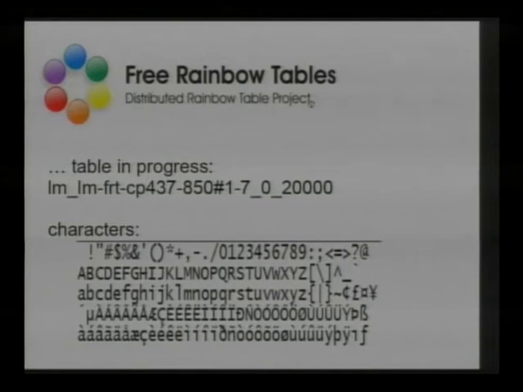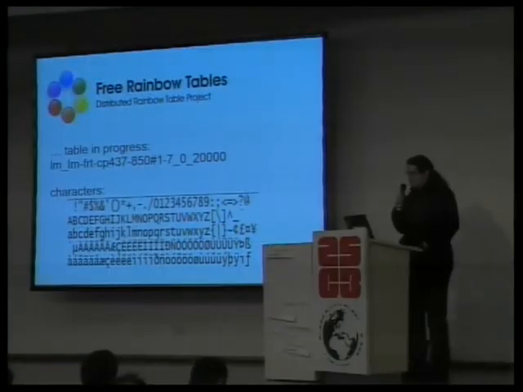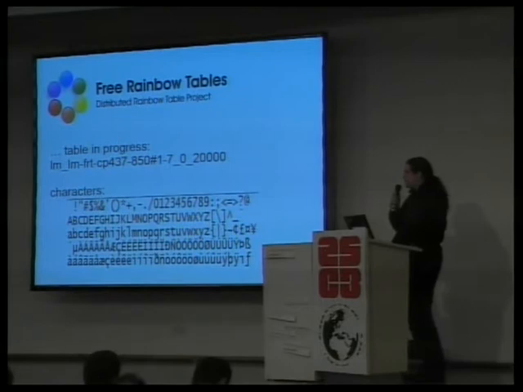The table the project is currently working on is an LM table. We are using characters from code pages 437 and 850, which you can see here. And this is going to be the first LM table which includes accents and German umlauts. Once this table is finished, you are not going to need any other LM table again.